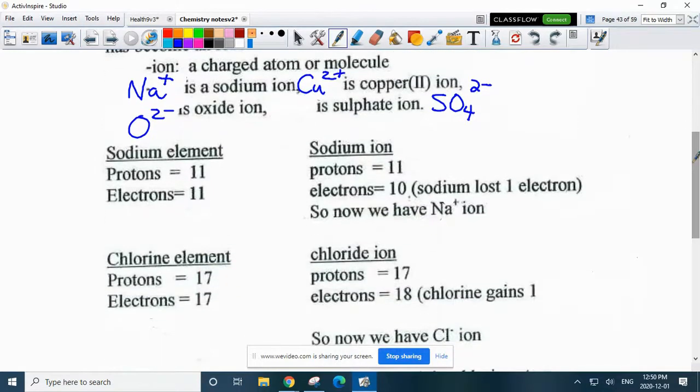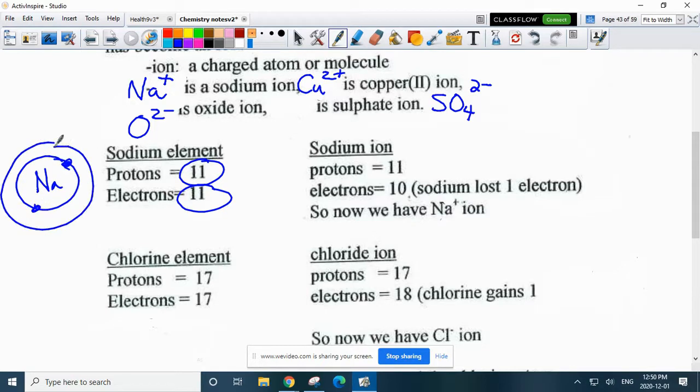So for sodium, if you look up the numbers, sodium is atomic number 11, so there's 11 protons, and 11 protons means it also has 11 electrons, so it's neutral. I don't know if you remember this, but if we were drawing sodium, it has 11 electrons. It's got 2 in the first shell, 8 in the second shell, 3, 4, 5, 6, 7, 8, and then in the third shell, it's got 1 electron. In order for sodium to become stable, it has to have a full outer shell.